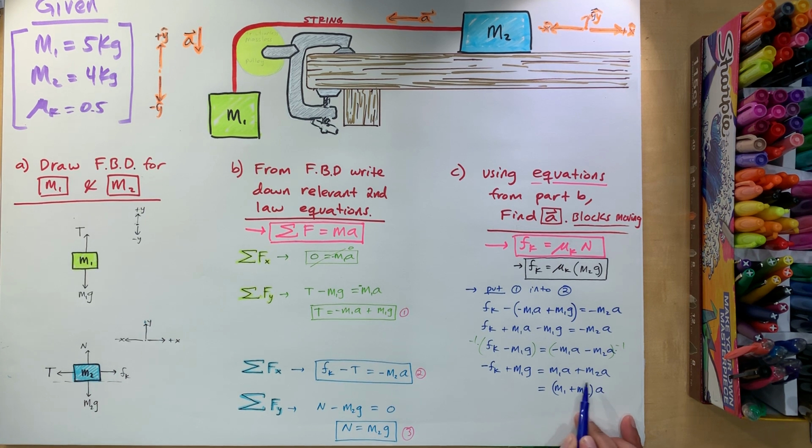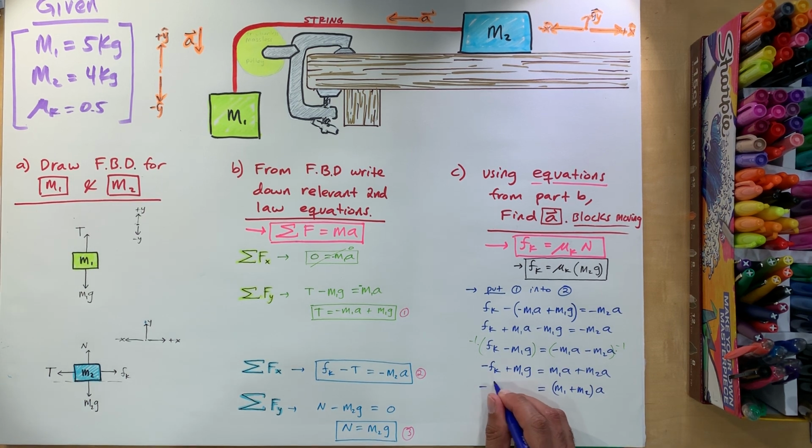So if I distribute this a back in, I get m1a, m2a, all right? So I just take out an a, and we got a negative friction kinetic plus m1g, right? And so now, final move. So let's divide out this whole thing here and isolate the a. So I'm gonna rewrite this. I got negative friction kinetic plus m1g divided by, I'm gonna divide this whole thing out, m1 plus m2 equal to a.